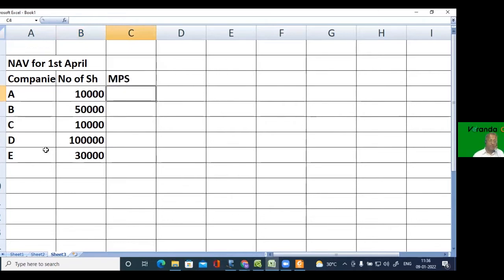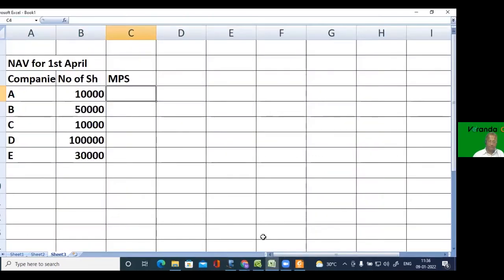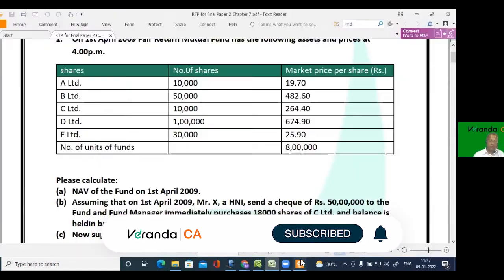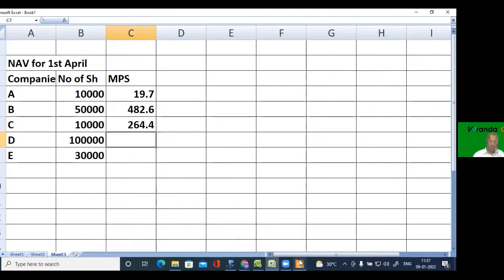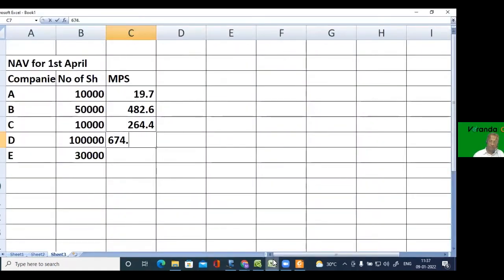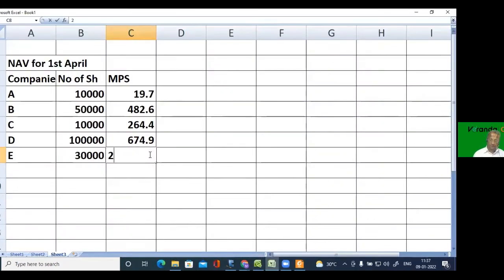Then market price per share, they mentioned as 19.7. Then 482.6. 264.64. 264.4. 674.9. 25.90. So market value of investments.